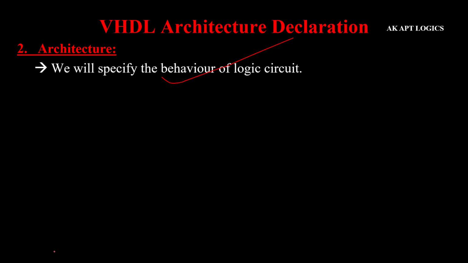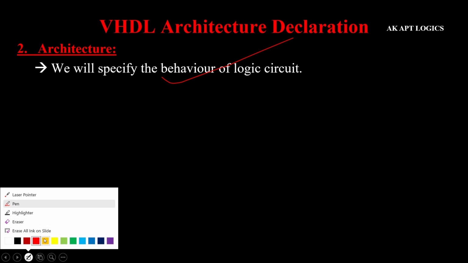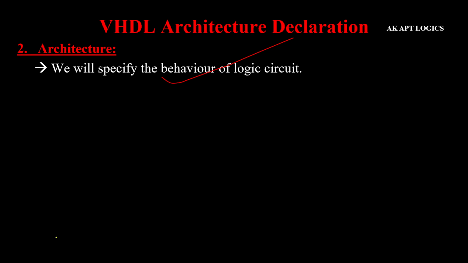The input and output port declarations we do in the entity part, right? In the entity part we are not going to specify the behavior or relation between the inputs and outputs. There we only declare the inputs and outputs or any generic constants if available. But the heart of it, the logic between the inputs and outputs, we specify in the architecture.